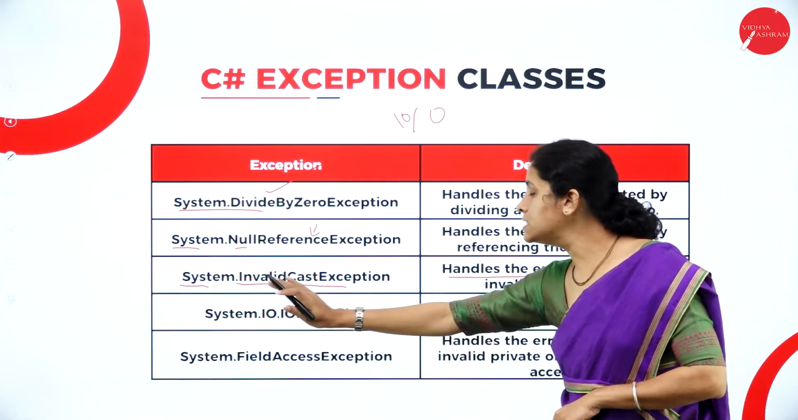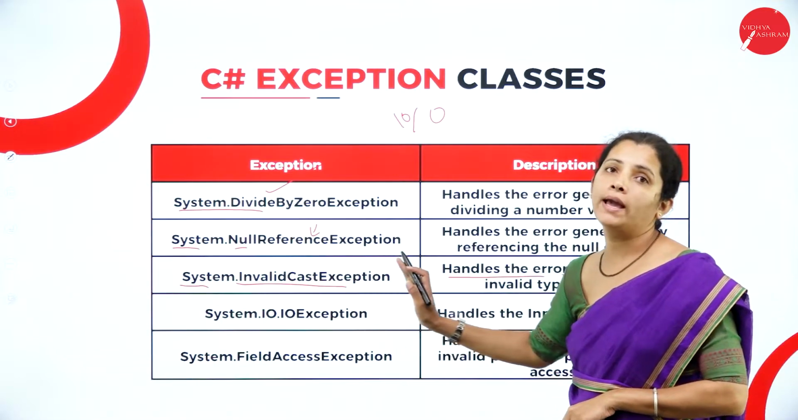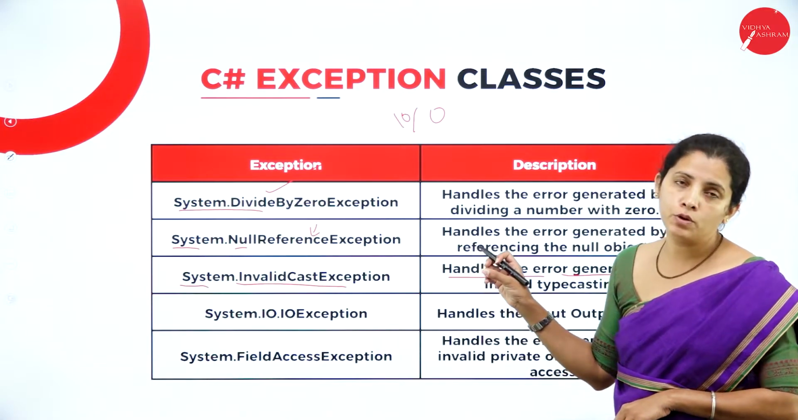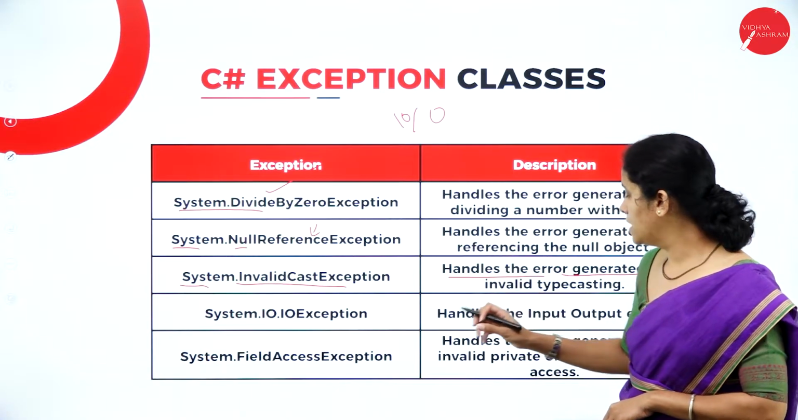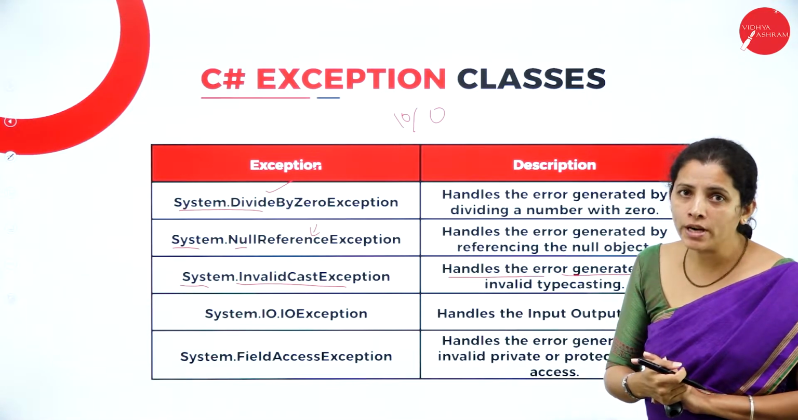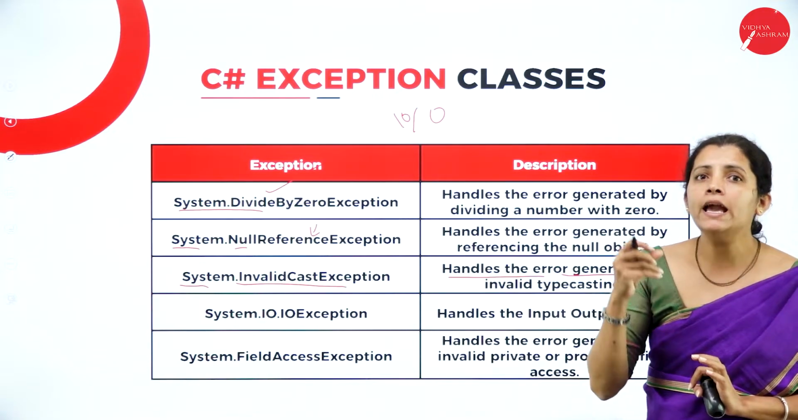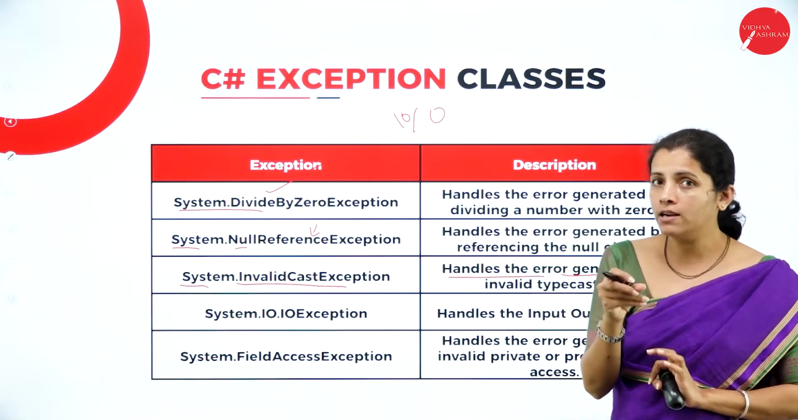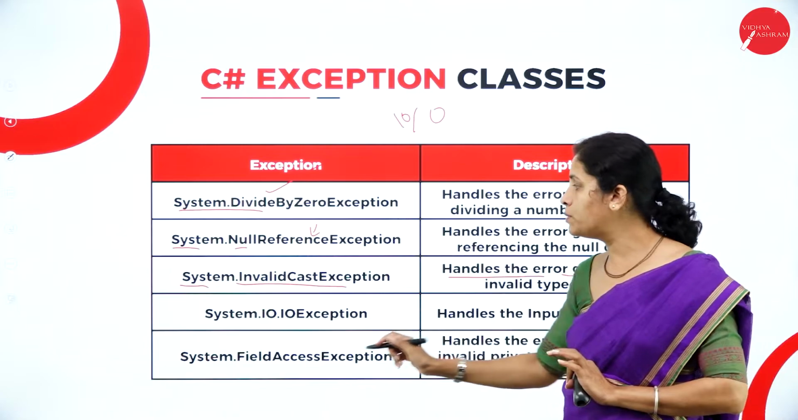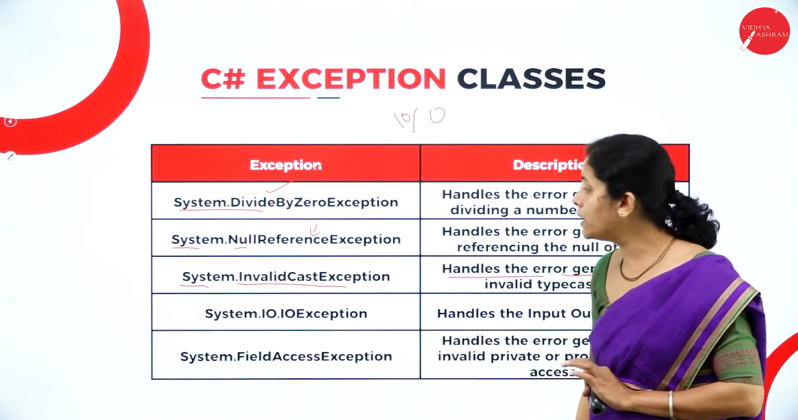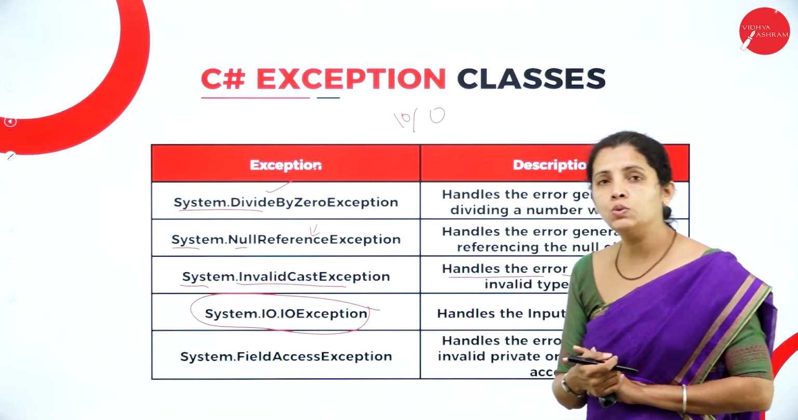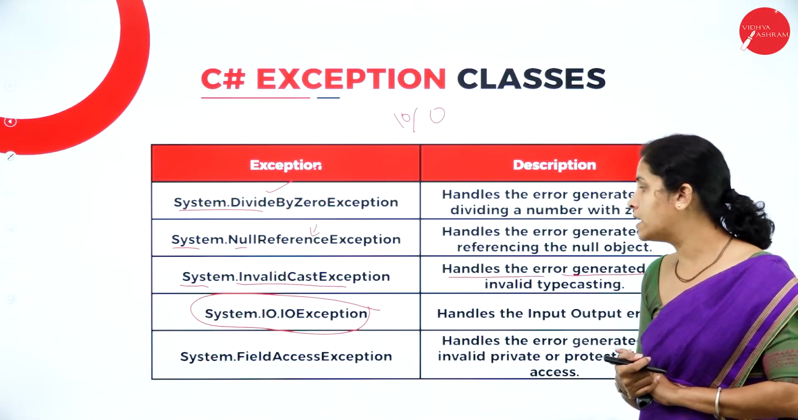Then I have System.IO.IOException. So what is IO here? That is nothing but input and output operation. While performing input and output operations, if I get any error, to handle those errors I want some exception class. And C# supports IOException. So this is another type of exception used to handle input-output errors.